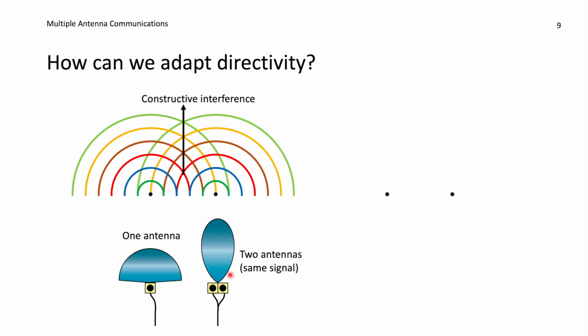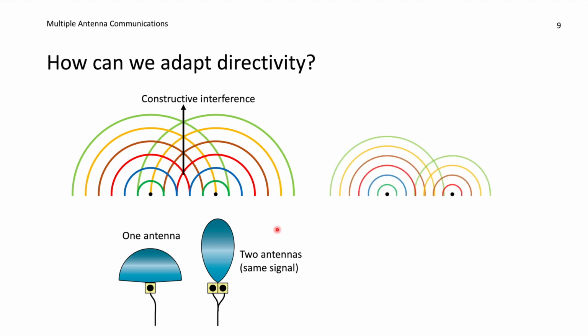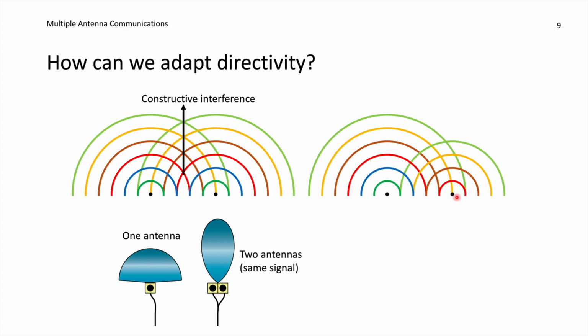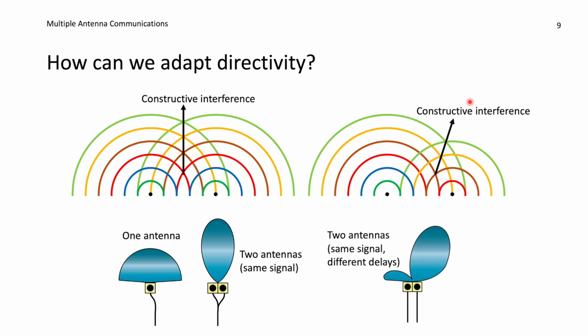Can we steer this directivity? Can we adapt it towards another location? What we can do is that we can delay the signals that are transmitted at the right antenna. So the green one here is transmitted at the same time as the brown here. And that means that there are other locations where the same signals will be received at the same time, namely in this direction. So now we are creating constructive interference in this angular direction. So with two antennas sending the same signals but with different delays, we can form a directivity in another direction. This is called beamforming. We are creating the directivity in a direction of interest, and this is called the beam.